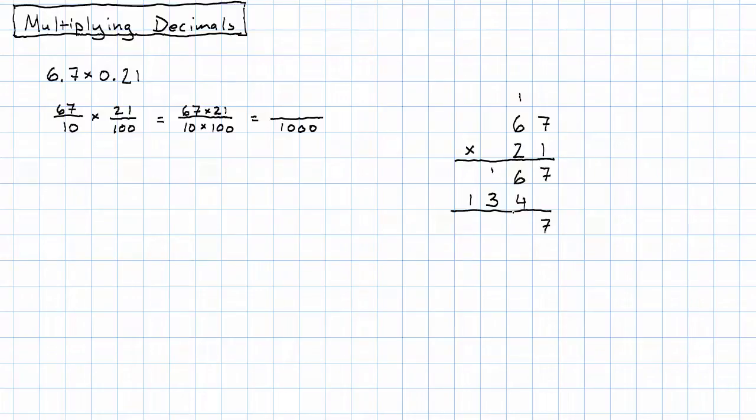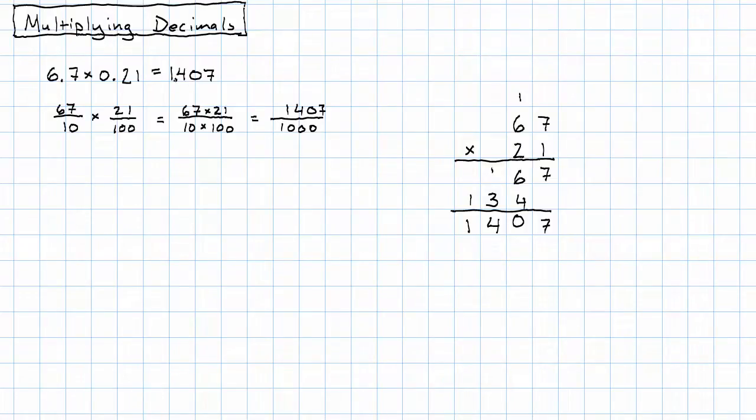7, 10, 4, 1. That's 1,407 thousandths. Okay. As a decimal then, I'll have the digits 1, 4, 0, 7, and then 3 digits after the decimal point.